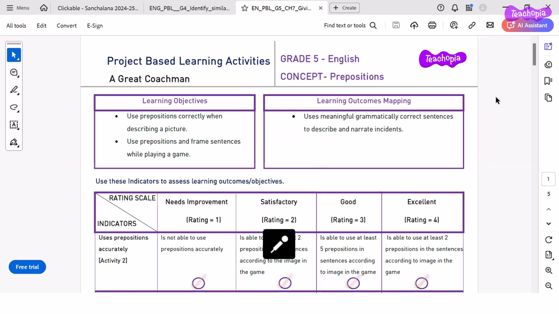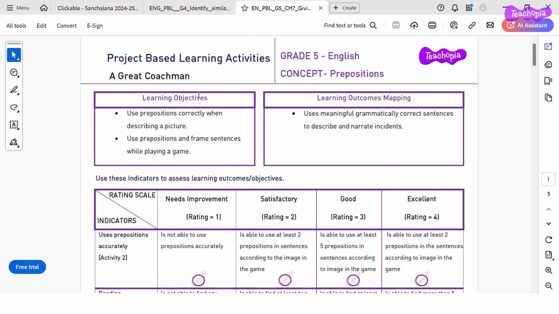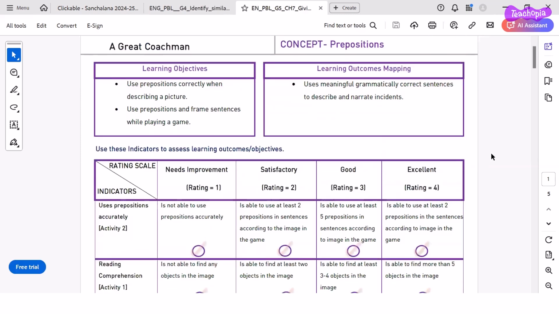Okay, thanks for waiting. The next PBL is for grade 5. It's based on the chapter A Great Coachman on the concept prepositions. The learning objectives are to use prepositions correctly when describing a picture, use prepositions and frame sentences while playing a game. The learning outcomes are to use meaningful, grammatically correct sentences to describe and narrate incidents.